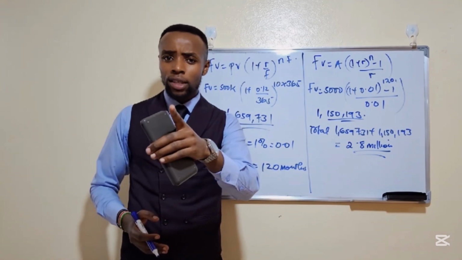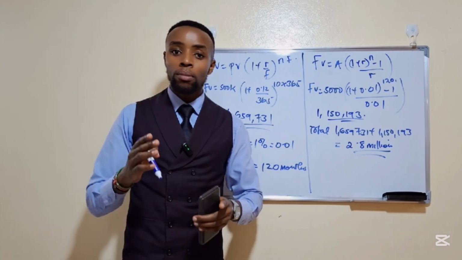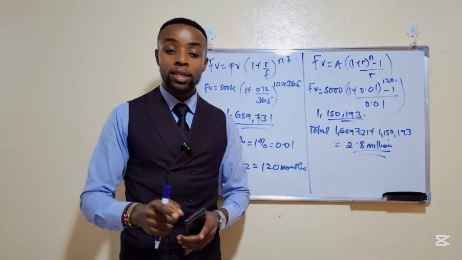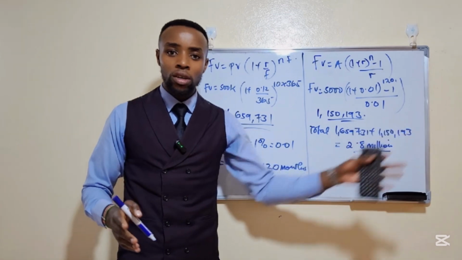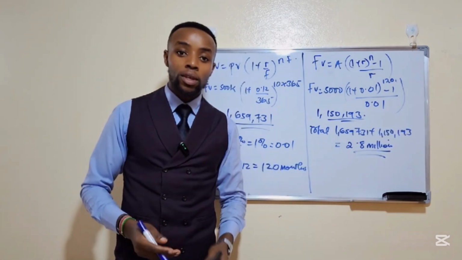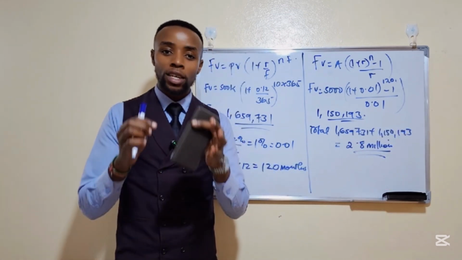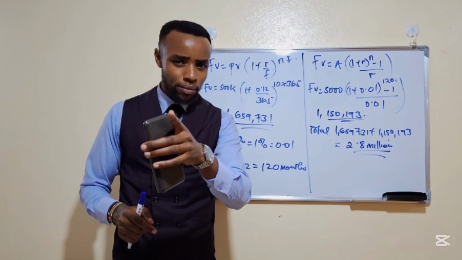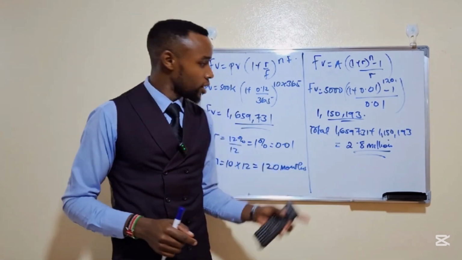Let me remind you something, ladies and gentlemen. Financial freedom, it's not a sprint, it is a marathon. Marathon is long, sprint is just 100 meters. So financial freedom is a marathon. You have to take it slow. It takes time. Look at these figures.